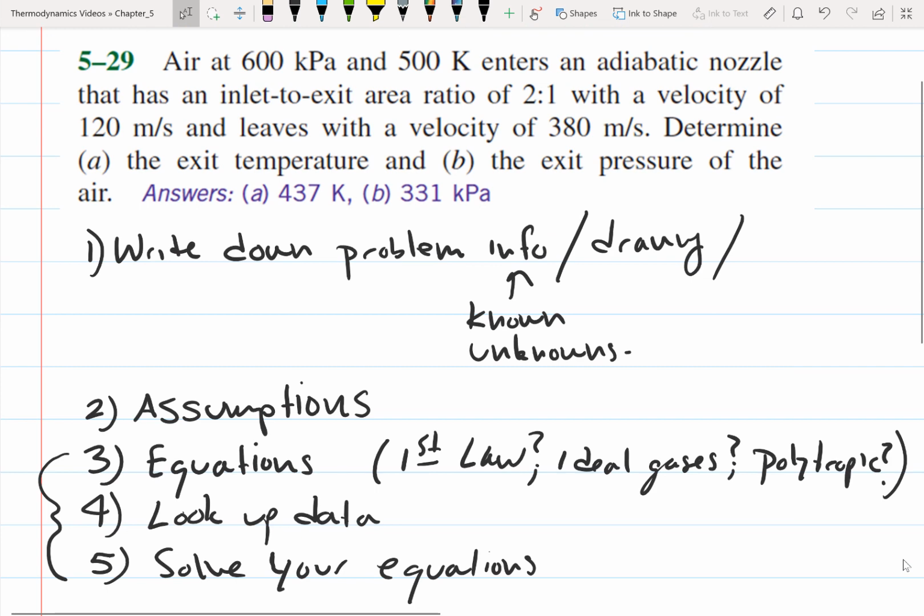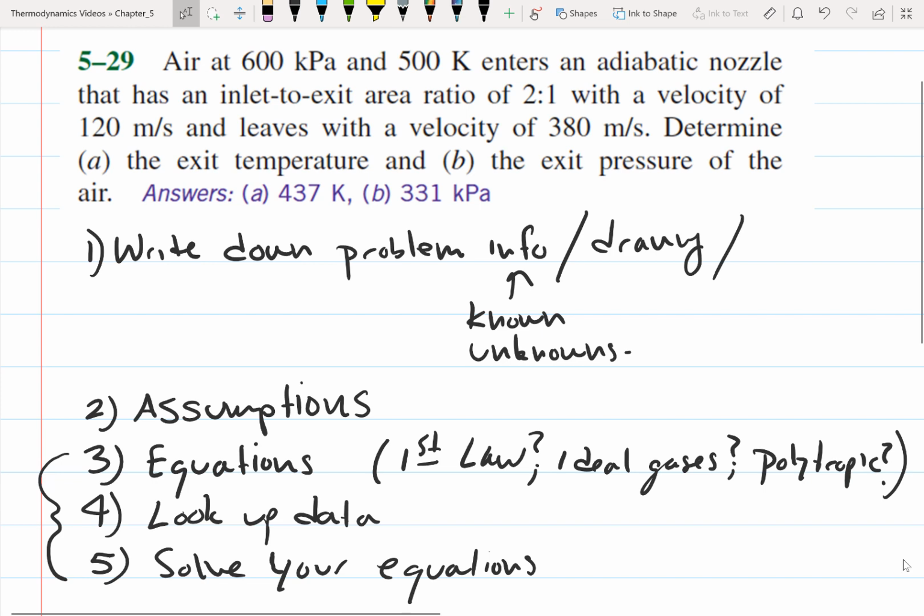So let's look at this problem. It says air at 600 kilopascals and 500 Kelvin enters an adiabatic nozzle that has an inlet-to-exit area ratio of 2:1 with a velocity of 120 meters per second and leaves with a velocity of 380 meters per second. Determine the exit temperature and the exit pressure.